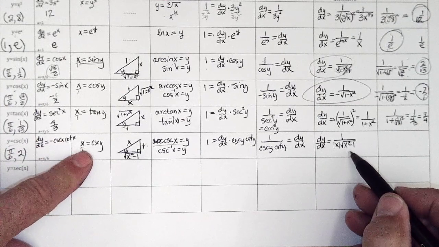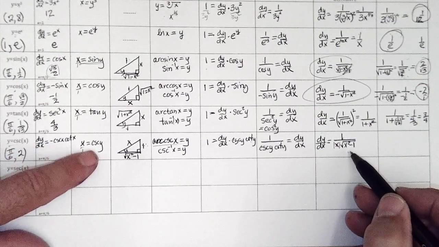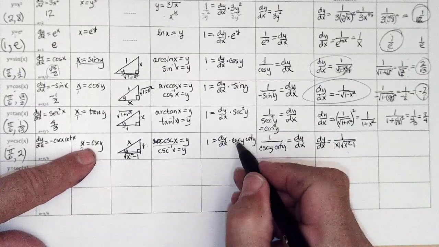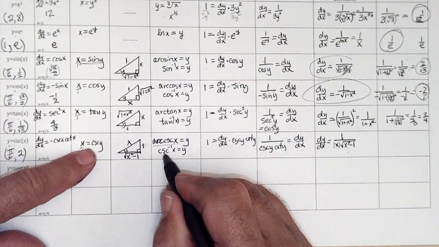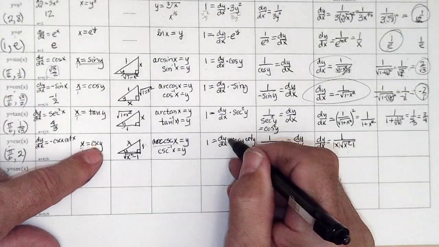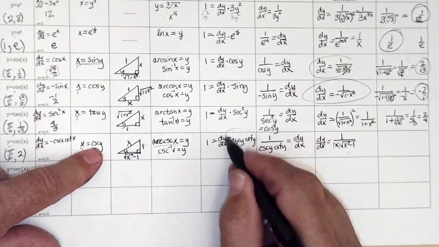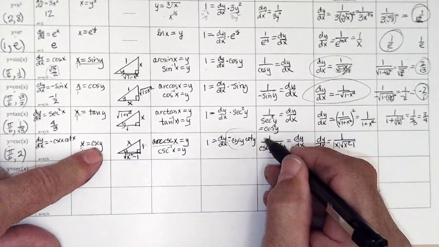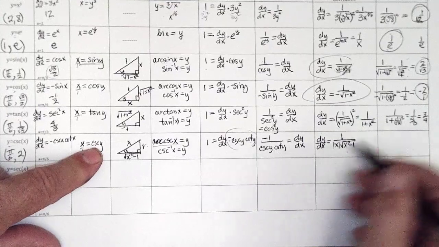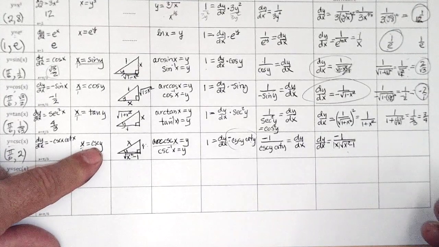So there is the derivative of cosecant. Let's see here. Oh, I forgot something, did I? Oh, yes, the derivative of cosecant is negative of this. There should have been a negative there. So this has got a negative on this part, so it's negative.